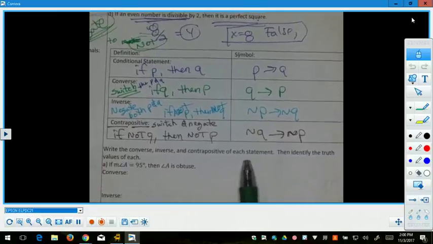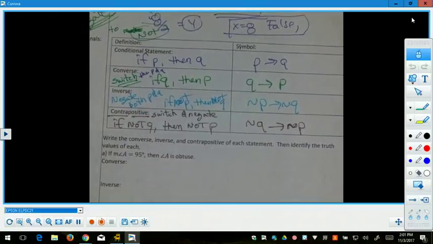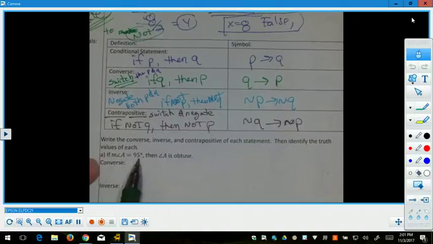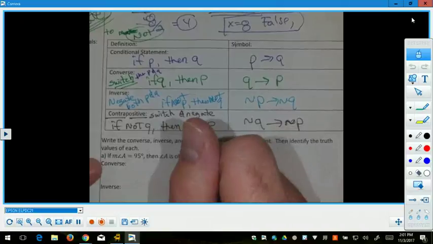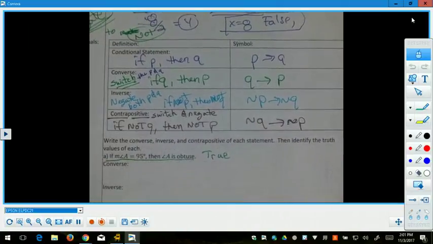Write the converse, inverse, and contrapositive of each statement, then identify the truth values of each. So then we have to look and see, can we find a counterexample to make it false? And if one doesn't exist, then it's probably true. So the conditional: if an angle is 95 degrees, then it is obtuse. For the truth value, this conditional is a true statement.